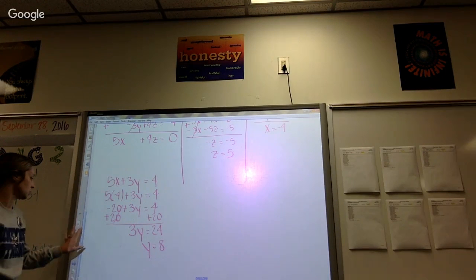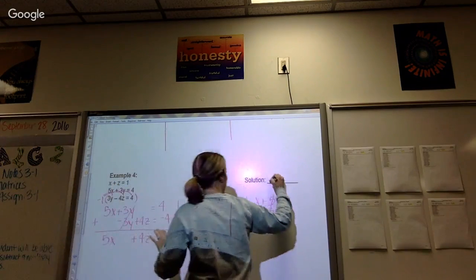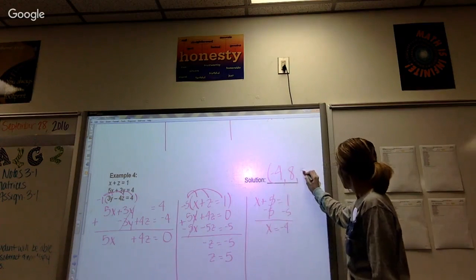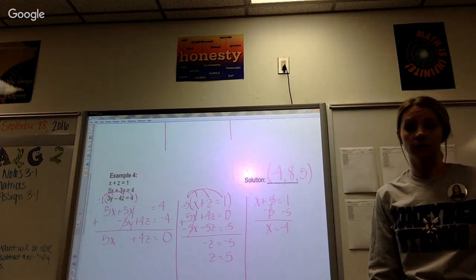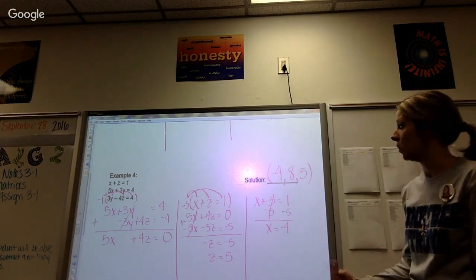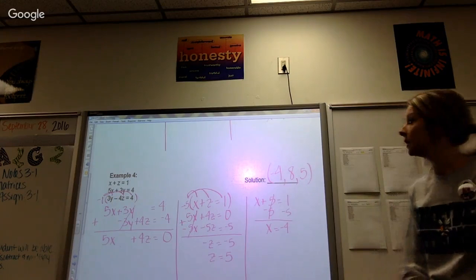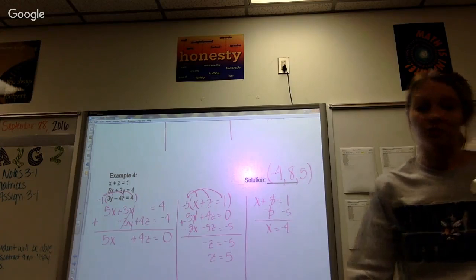So writing your solution as an ordered triple, x comes first, so -4, then your y, which is 8, and then your z, which is 5. Again, to check the solution, plug it back into all three of your original equations. It should be true for all three. So that's solving day one of 3 variable systems.